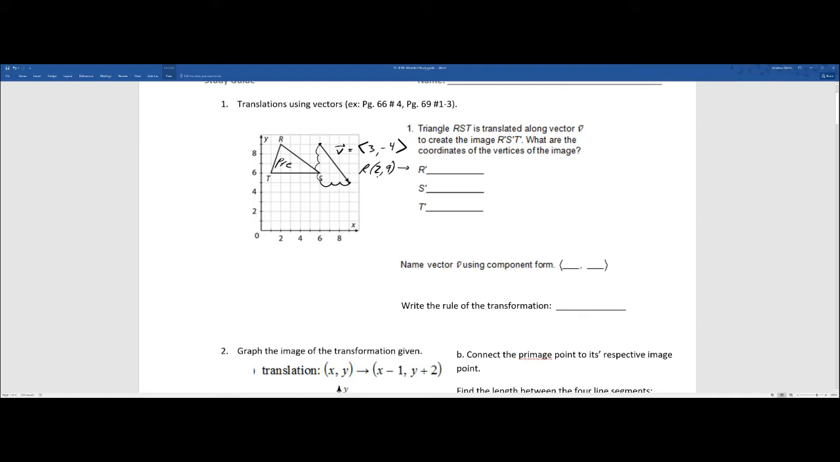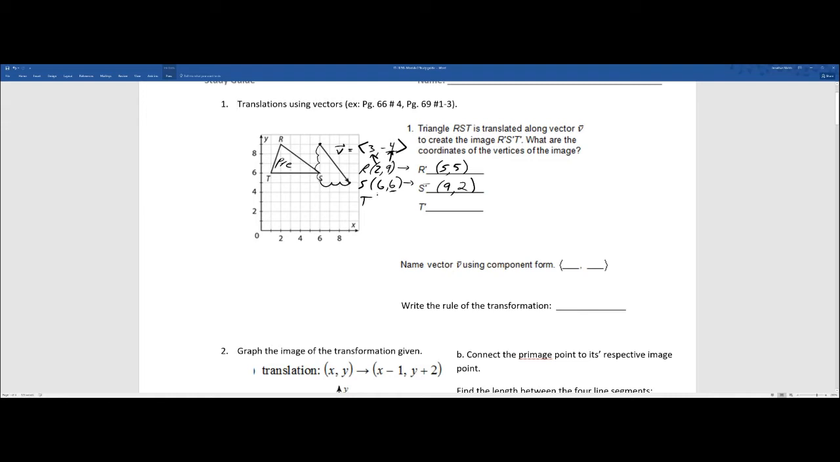So this really just means 2 plus 3, right? So 2 plus 3 will be 5. 9 plus the negative 4 is a positive 5. So we can just apply the vector to every single point. Next up on the table here is S, and S is at 6 comma 6. So we're going to apply the rule. 3 plus the 6 is 9, and the 6 plus the negative 4 is the same as saying 6 minus 4, which is 2. So S prime is going to be at 9 comma 2.